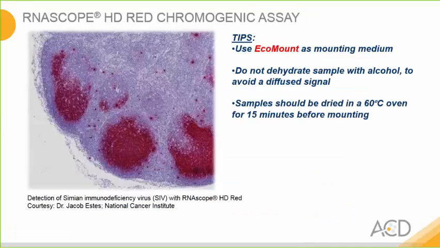Okay, so now we have reviewed some overall tips for the manual RNAscope assay. I'll give some pointers for specific assays you need to pay attention to. So shown here is the red chromogenic assay.